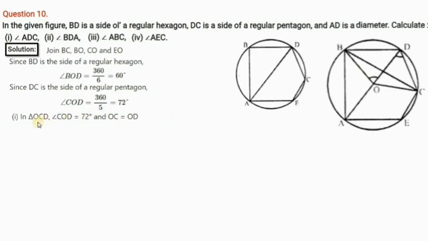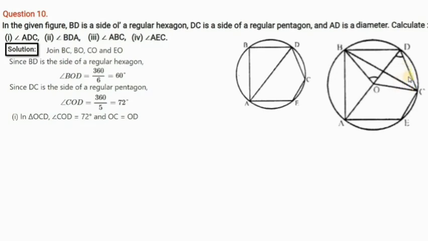Now let us see what is happening in triangle OCD. In this triangle we have OC and OD both equal, because they are radii of the same circle. That means this is what kind of triangle? This is an isosceles triangle, because this and this are both equal. So this angle and this angle must be equal to each other.